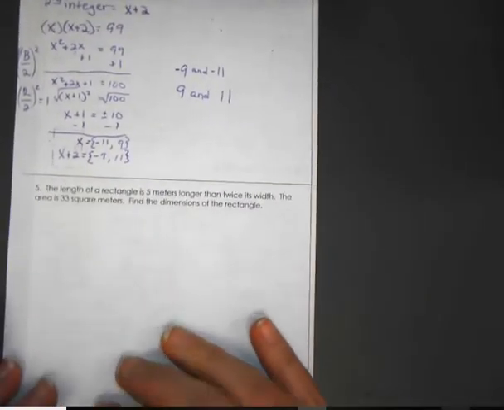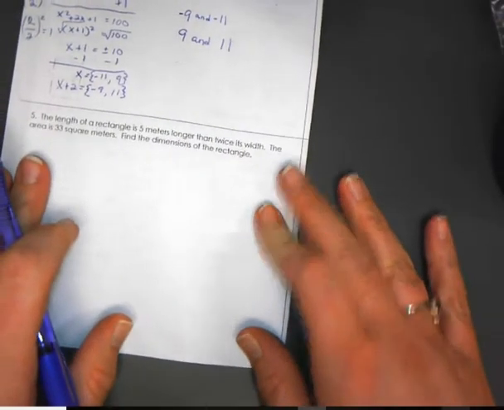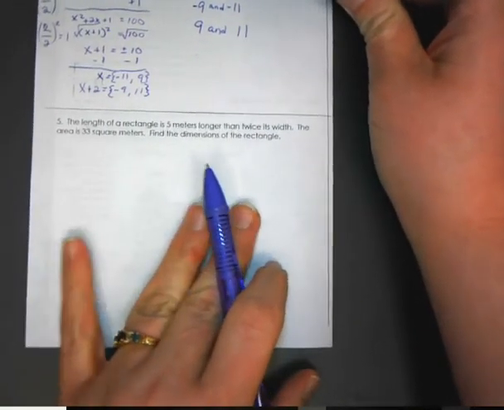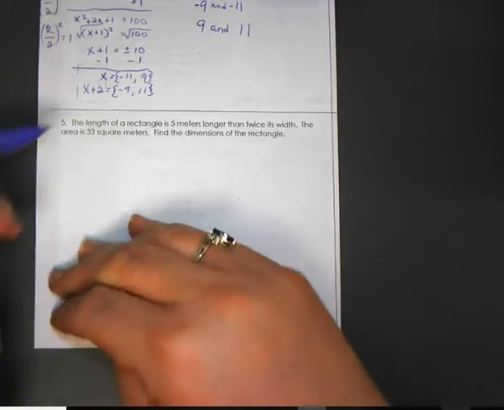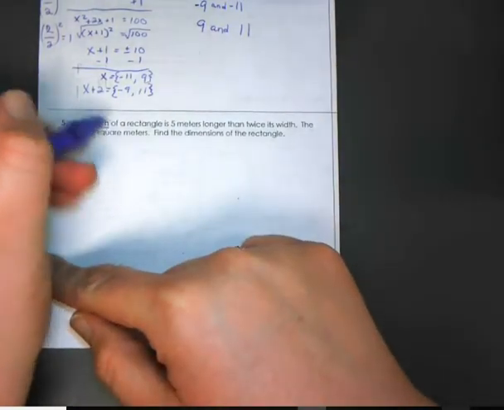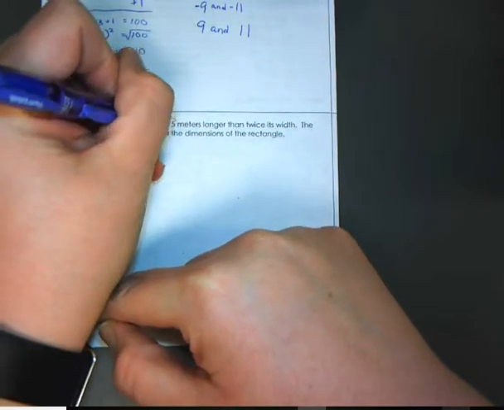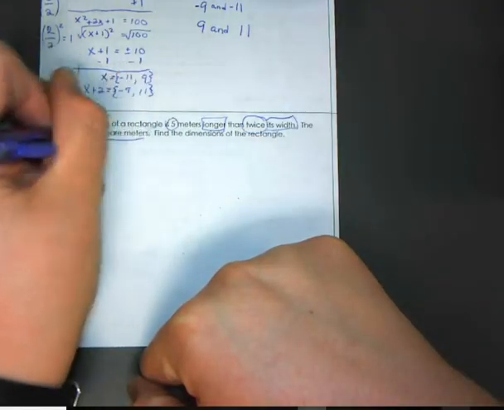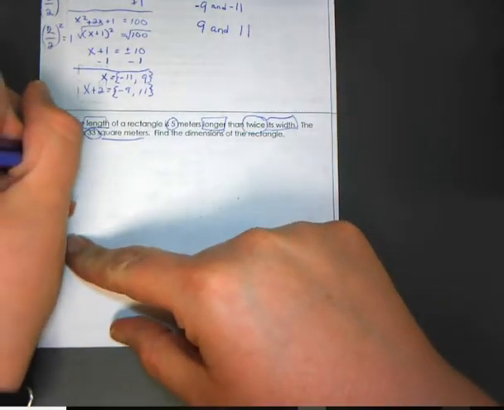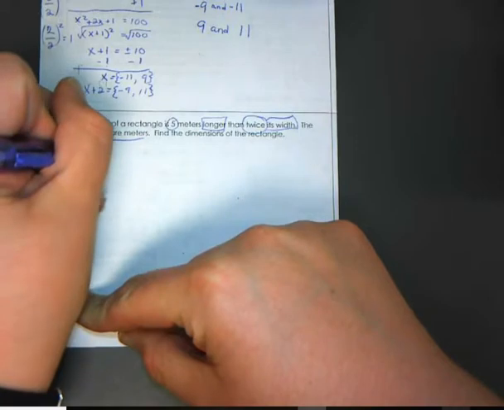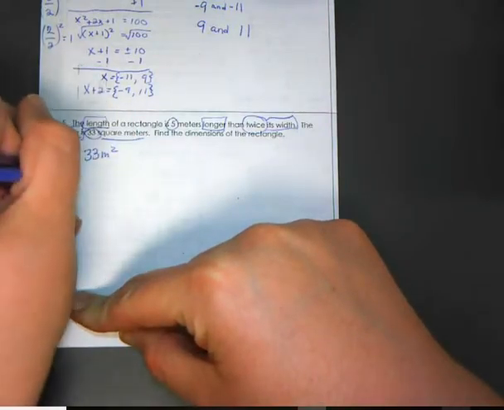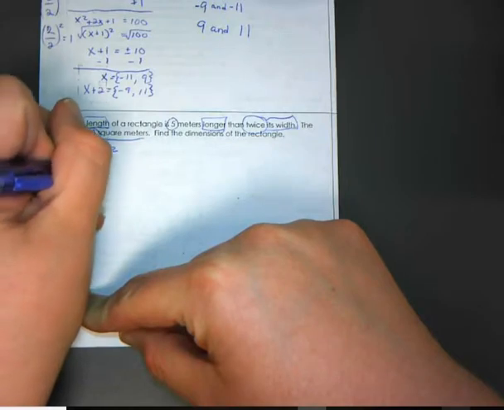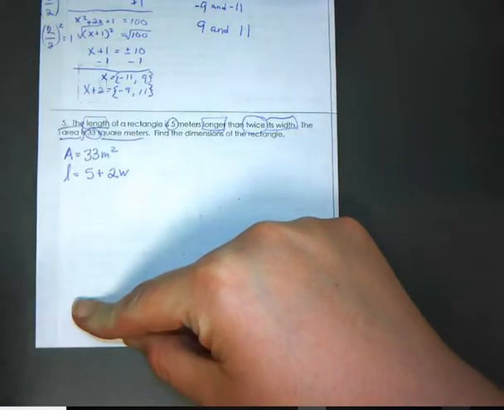The length of a rectangle is 5 meters longer than twice its width. The area is 33 meters. Find the dimensions of the rectangle. So the important things we need to know is we're looking at a length is 5 meters longer than twice its width. Area is 33 square meters. So let's go ahead and make a list of what we know. Area is 33 meters squared. Length is 5 meters longer than twice the width.